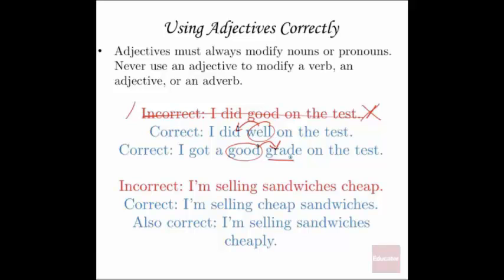All right, here's another one that I hear. I'm selling sandwiches cheap. We often say that we're selling something cheap in English, especially American English. It is incorrect. It is correct to say, I'm selling cheap sandwiches, using cheap as an adjective to modify the noun sandwiches, or to say, I'm selling sandwiches cheaply. Cheaply is an adverb modifying selling. How am I selling? I'm selling cheaply. So, depending on what you're actually describing, are you describing the sandwiches or how you're selling them, you should either use an adjective or an adverb. Never mix the two up.